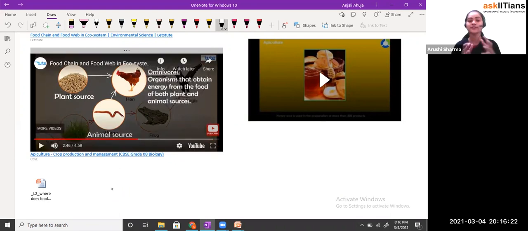So, students, if you notice here, the hen depends upon both types of sources, plant source as well, because grains come from where? Plants only. And the earthworm is the type of organism that we consider an animal source. So you can consider that the hen is an organism which depends upon the food energy of both types of sources, the plant source as well as the animal source. That's why we call them omnivores. Okay.